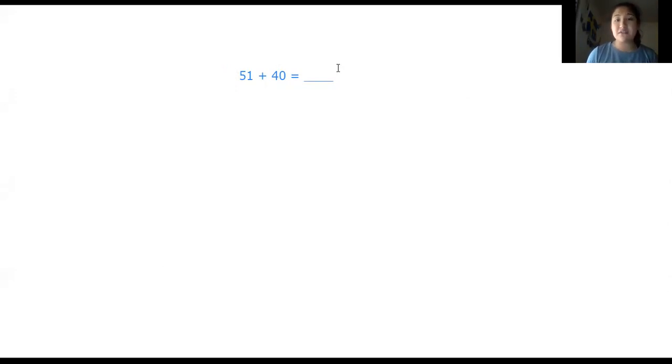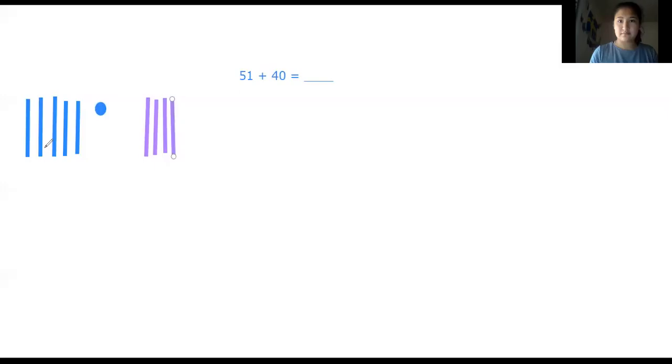So if I wanted to use a quick tens drawing, I would draw 51, then 40. So I'm going to draw 5 tens, 2. Okay, so I drew 5 tens and 1 one to show 51. And then I drew 1, 2, 3, 4 tens.